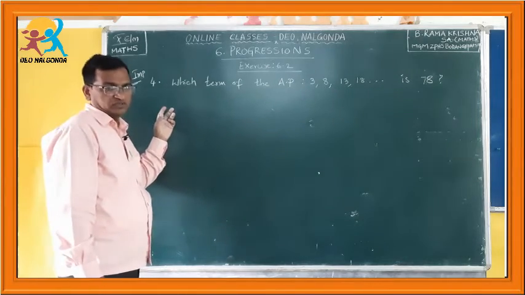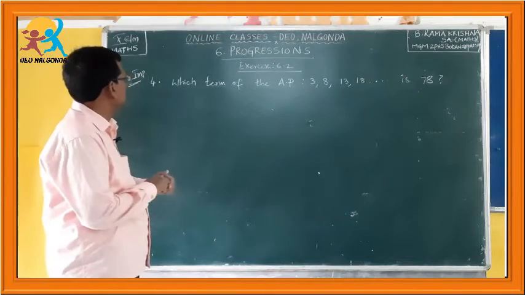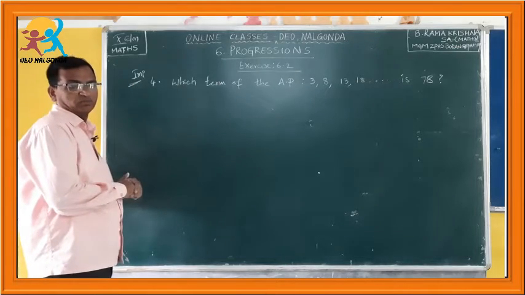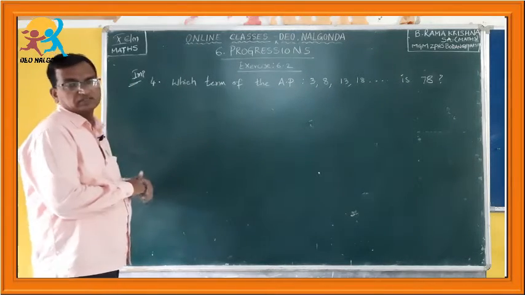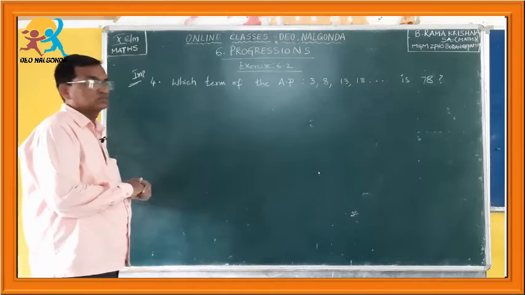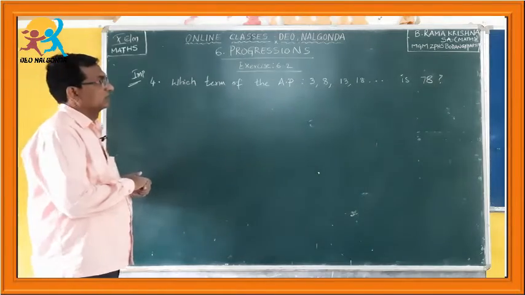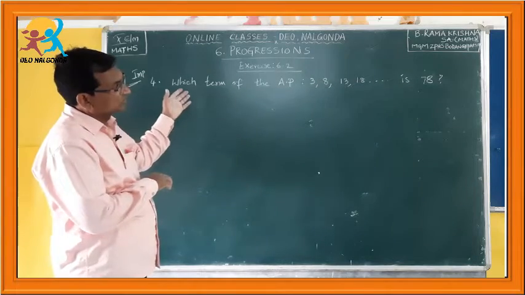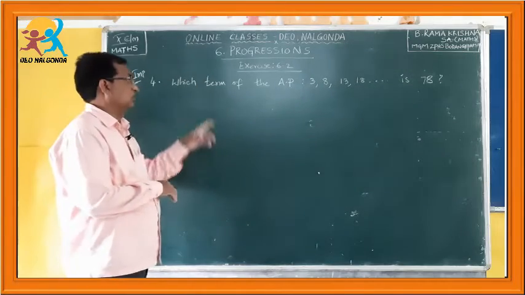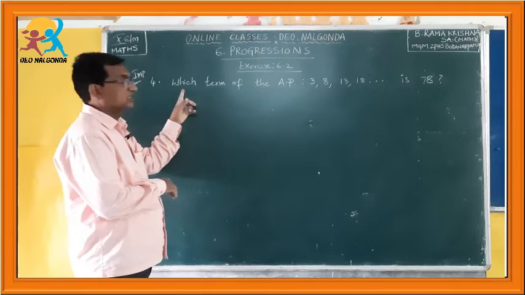Next question, fourth question in the second exercise, which is important. Important means such a model was given a number of times in the annual examinations. That's why you try to understand this question and try to do it on your own if such questions come. So, let us try to understand this question.